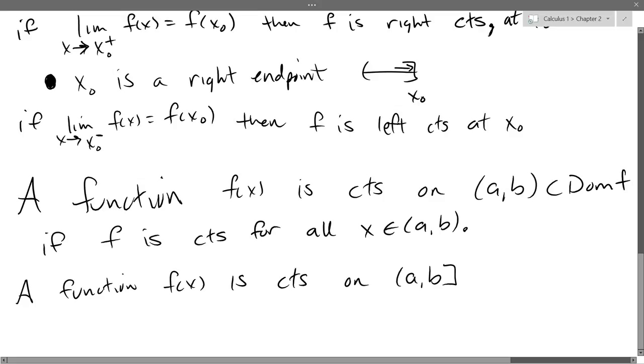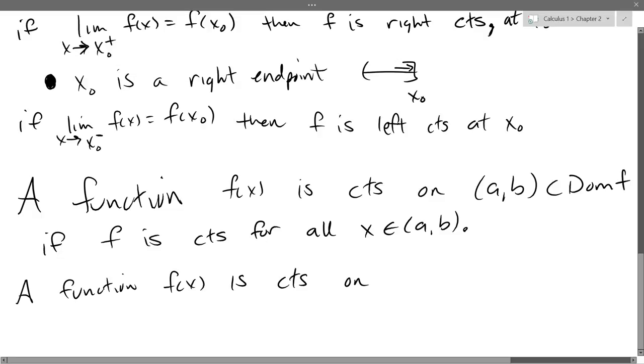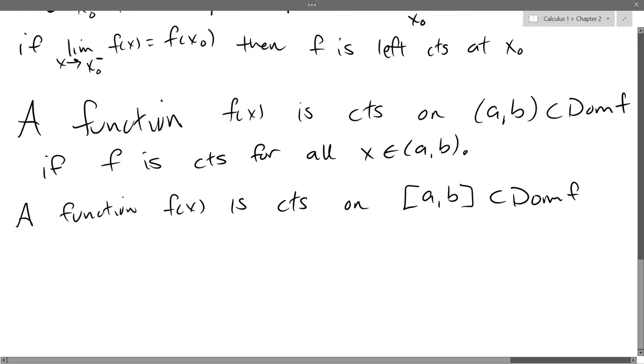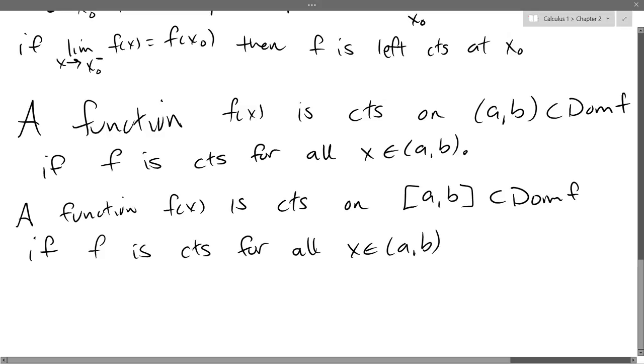So what if it's closed on one side? Well, let's do closed on both sides, and then I will just say et cetera if it's closed on just one side. So again, this AB interval better be in the domain of f. So if f is continuous for all x in the open interval AB. We need to be careful: I don't need to be continuous at the endpoints. I only need to be left continuous and right continuous, depending on what endpoint I'm looking at. So our interval looks like this, AB. All the interior points, we need to be continuous. And then we also have to be one-sided continuous at the boundary points right here.